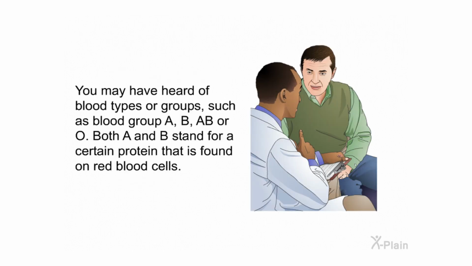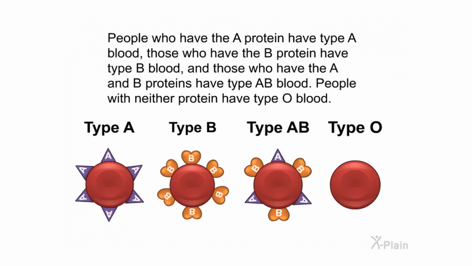You may have heard of blood types or groups such as blood group A, B, AB, or O. Both A and B stand for a certain protein that is found on red blood cells. People who have the A protein have type A blood. Those who have the B protein have type B blood. And those who have the A and B proteins have type AB blood. People with neither protein have type O blood.